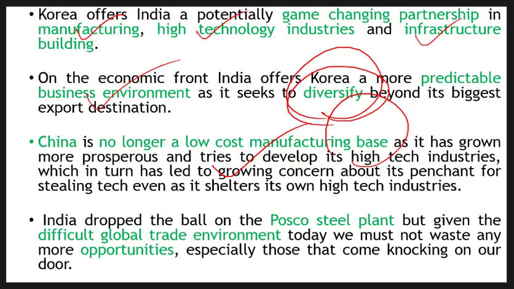We have a bit of a problematic past. POSCO steel plant was dropped by us. You can say our business environment was not right at that point of time, but today we understand the difficult global trade environment, and we want to grab this opportunity by holding hands of each other.